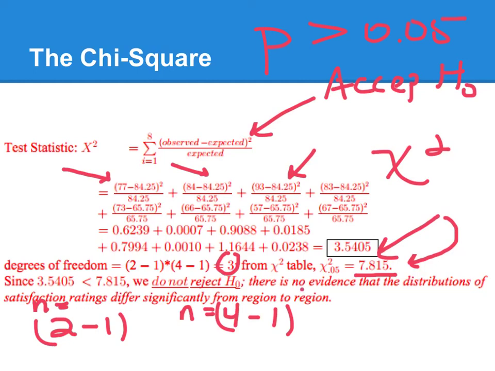There is no evidence to suggest that the distributions of satisfaction ratings differ significantly from region to region. What we can conclude is that the regions are generally equally happy. Though there is variation, that variation can be explained by random chance.